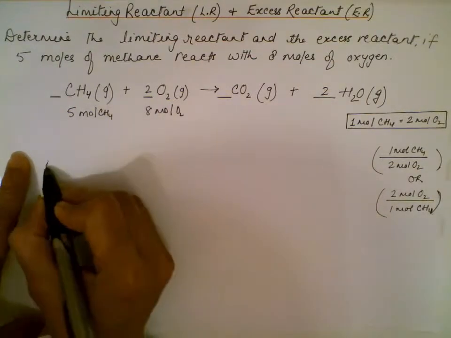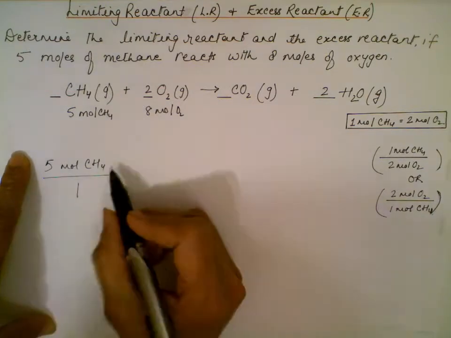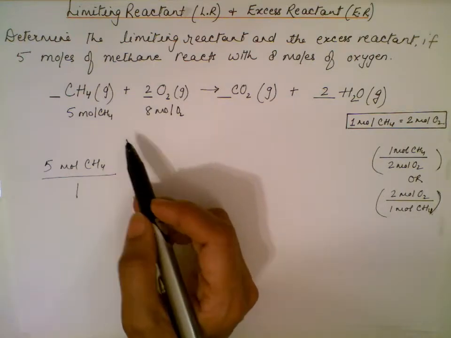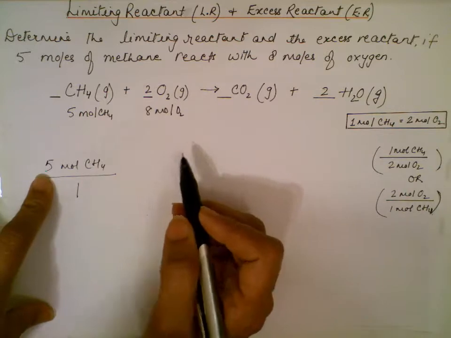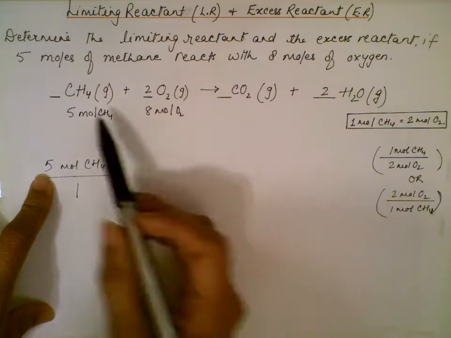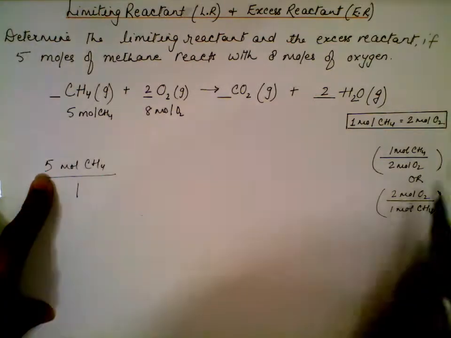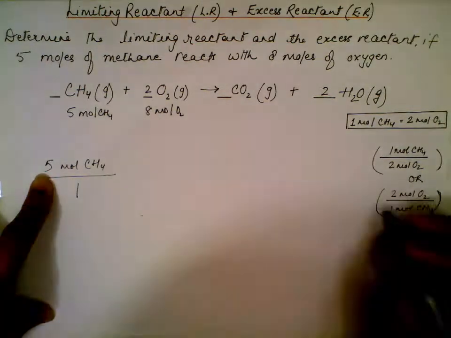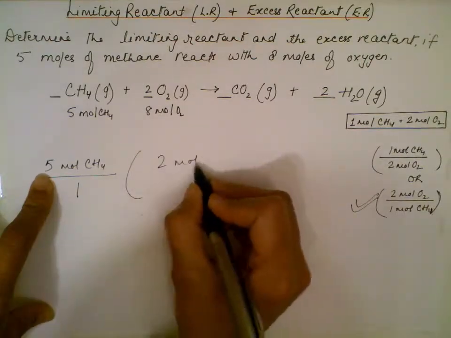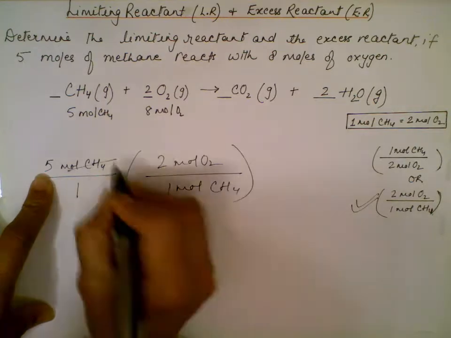We are given 5 moles of methane. That's the amount we are given. For 5 moles of methane, how many moles of oxygen will we consume? That's what we need to figure out. From the mole ratio, for every 1 mole of methane, we need 2 moles of oxygen. Since we have to figure out the moles of oxygen, I'm going to use this conversion factor, and cancel this and this.